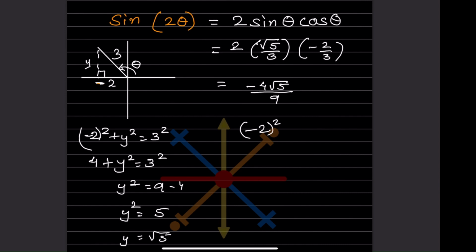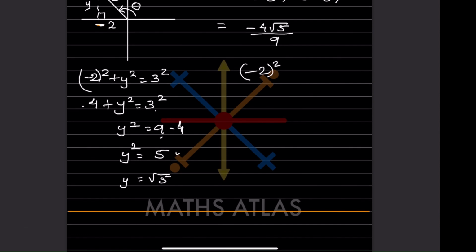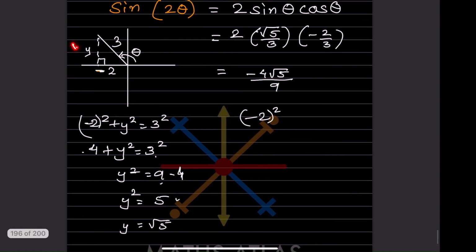Okay, so now we can put here, that will be 3 square is 9. And here, when we take this to the other side, it is going to be minus 4. So now what will you get here? Y square is 5. So y is going to be, when you square both sides, root of 5. So now you got the value of this as root of 5.